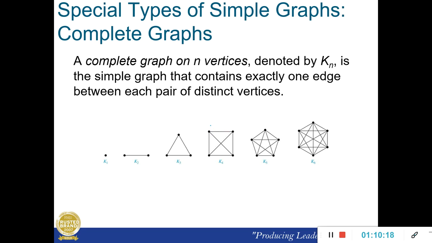Vertex A connects to B, C, and D. C connects to A, B, and D. D connects to C, B, and A, and so on. This one also has A, B, C, D, E. So A is connected to C, B. All other vertices are connected to each other in K6, K7, whatever.